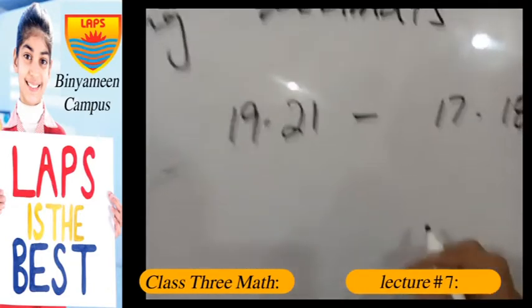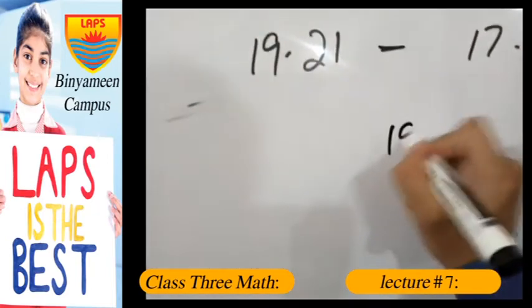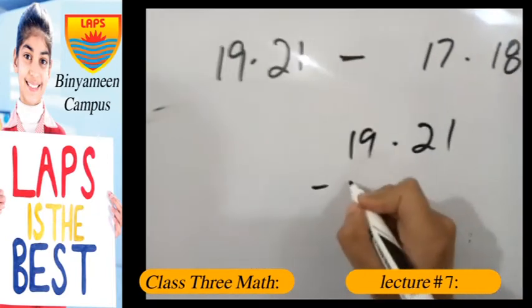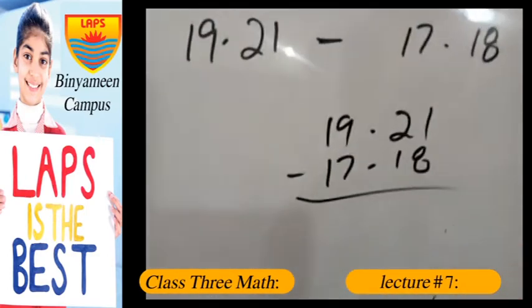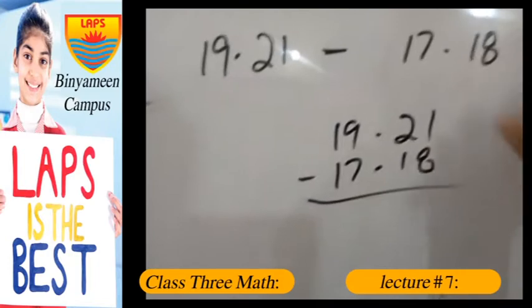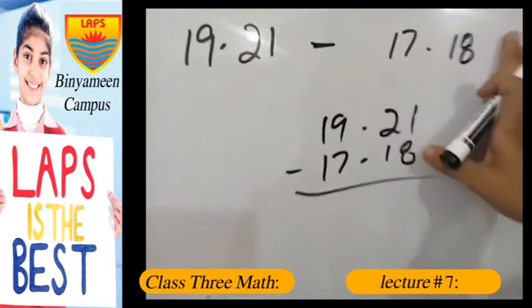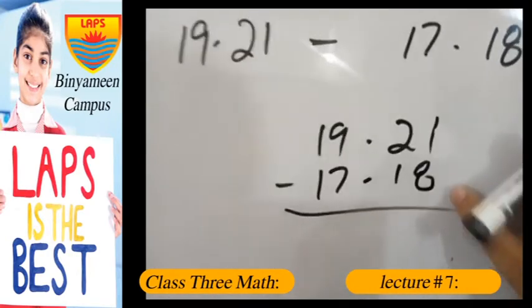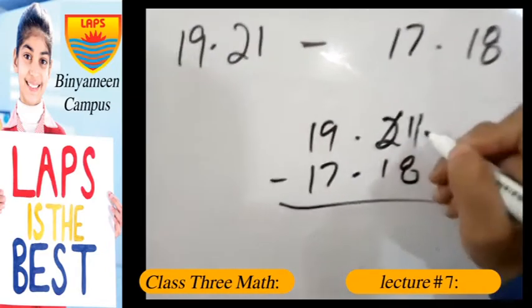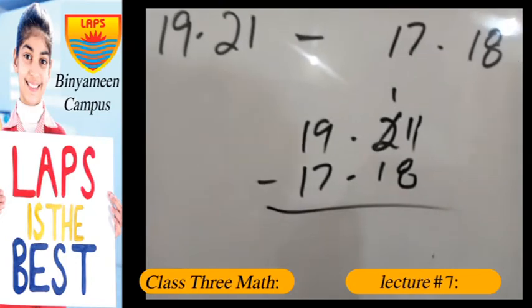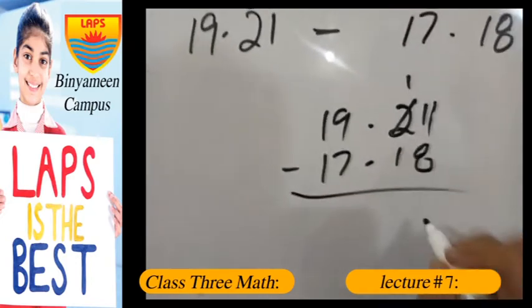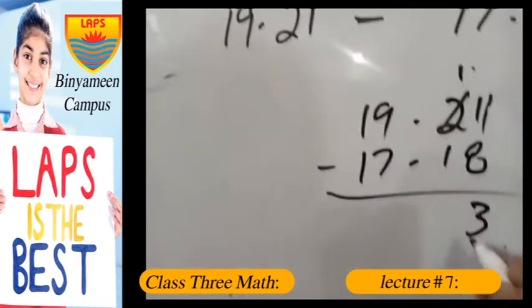Now for the subtracting problem we have 19.21, which is subtracted by 17.18, 18 actually, not 18. Now we have to subtract, we can't actually subtract 8 from 1 because it's a smaller value, so we have to take a carry from here. It makes 11. Now if we subtract 8 from 11, it gives us 3, and if we minus 1 from 1, it gives us 0.